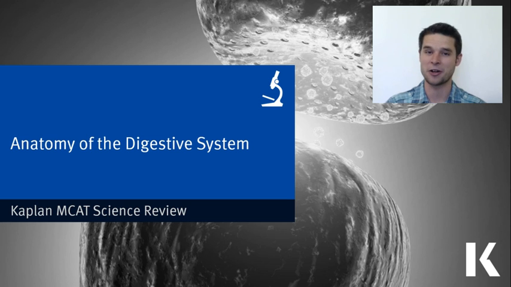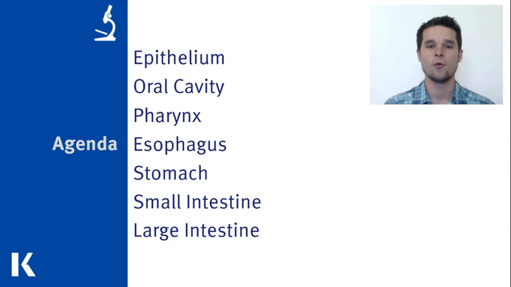My name is Brad Ackerson, and if I were you, I'd grab a quick snack because this is a topic that is certain to make you hungry. We will begin with an overview of the different epithelium cell types, after which we will work our way down the digestive system in the same way that food travels, from the top down, beginning in the oral cavity, through the pharynx, the esophagus, and stomach, and ending in the small and large intestine.